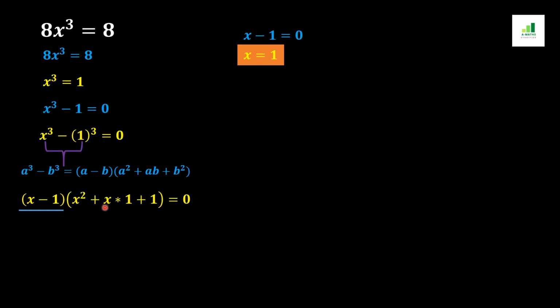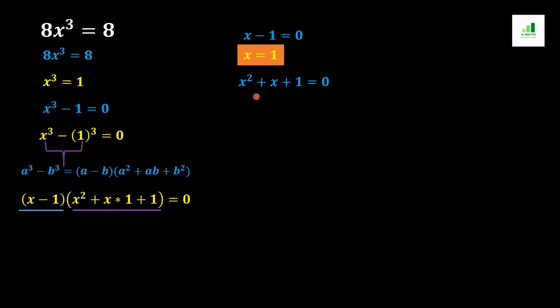Now in the next step we should simplify this equation, which is x square plus x into 1 plus 1, and for this purpose we should take x square plus x plus 1 equal to 0, because when this x is multiplied with this 1 we should get x. Now you can see that this equation is a quadratic equation, but this is not a factorizable equation.